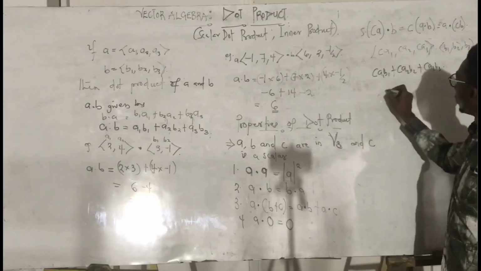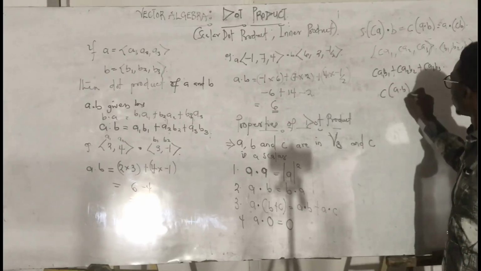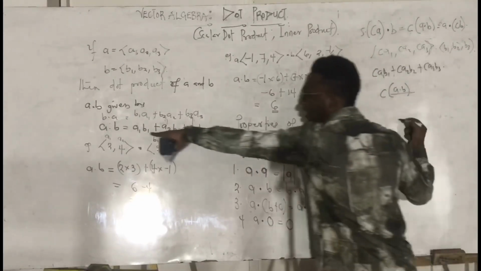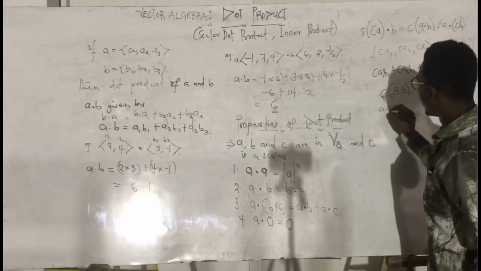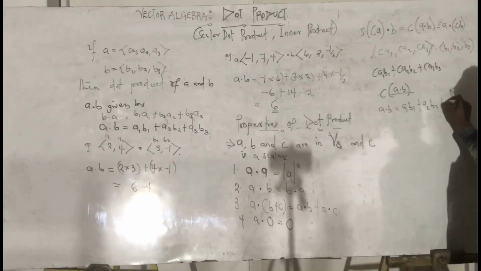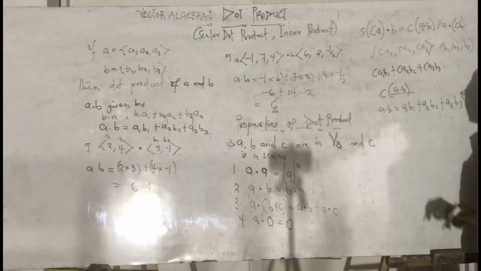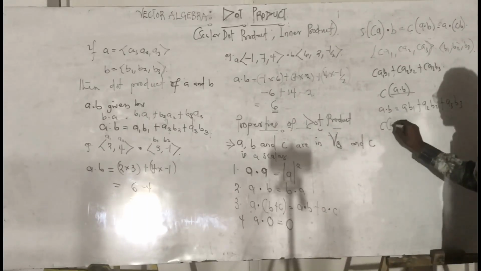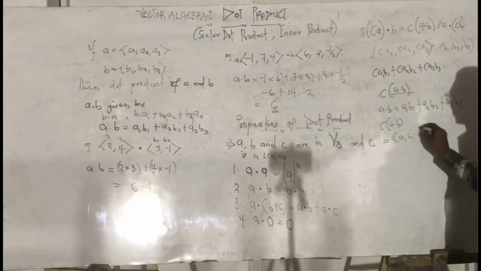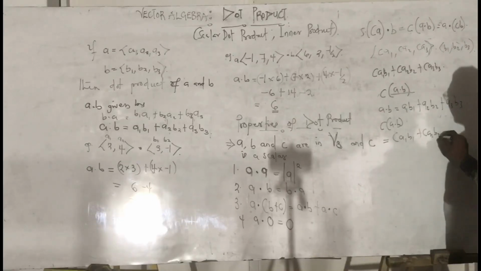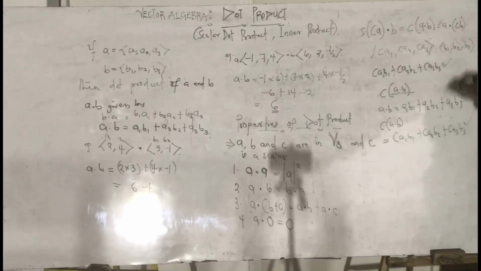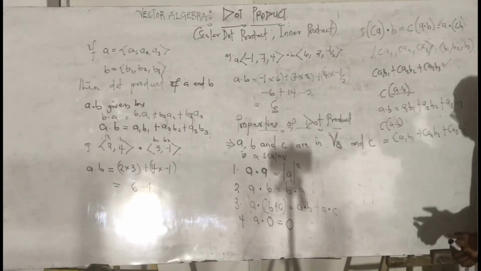Now, if you want to consider this as C into bracket A dot B, you do the dot product first. So A dot B is what? A1 B1 plus A2 B2 plus A3 B3. Now if you multiply the scalar by A dot B, we'll be getting C A1 B1 plus C A2 B2 plus C A3 B3. And that is the same as what? As this. So that means the fifth rule also holds.